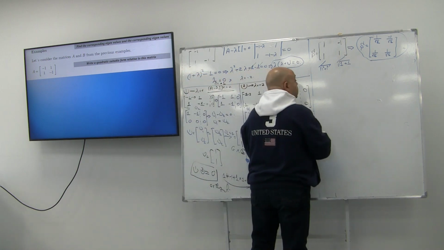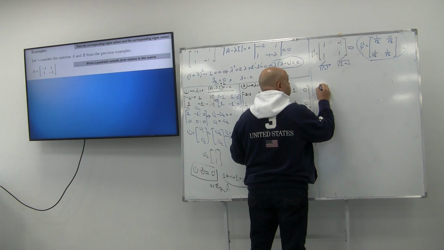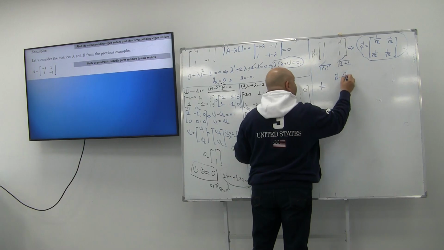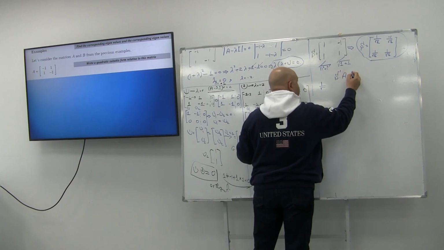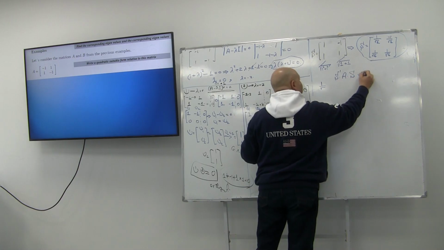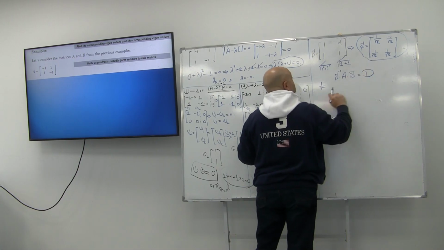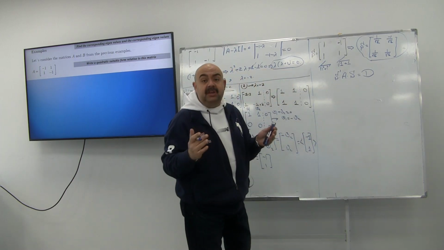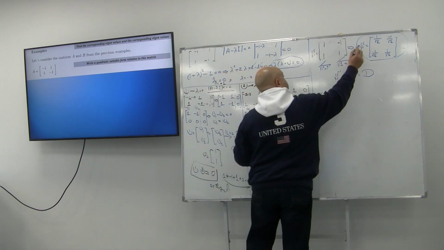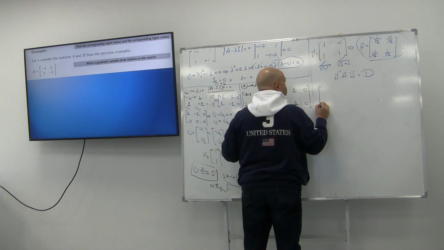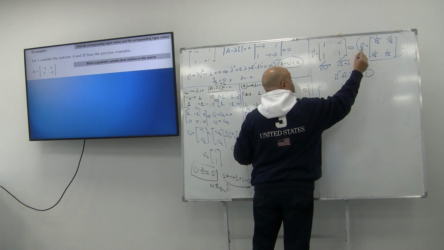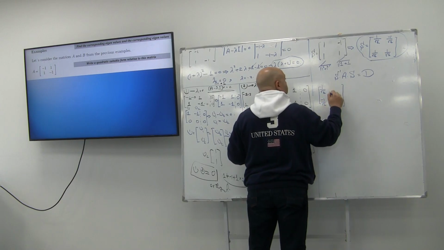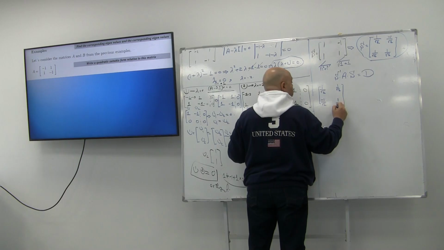Now I can say that S minus 1 times A times S will give me a diagonal matrix, with the principal diagonal equal to the elements of the eigenvalues. S minus 1 will simply be S transpose. So it's going to be 1 over root 2, -1 over root 2. For the second row, it's going to be 1 over root 2, 1 over root 2.